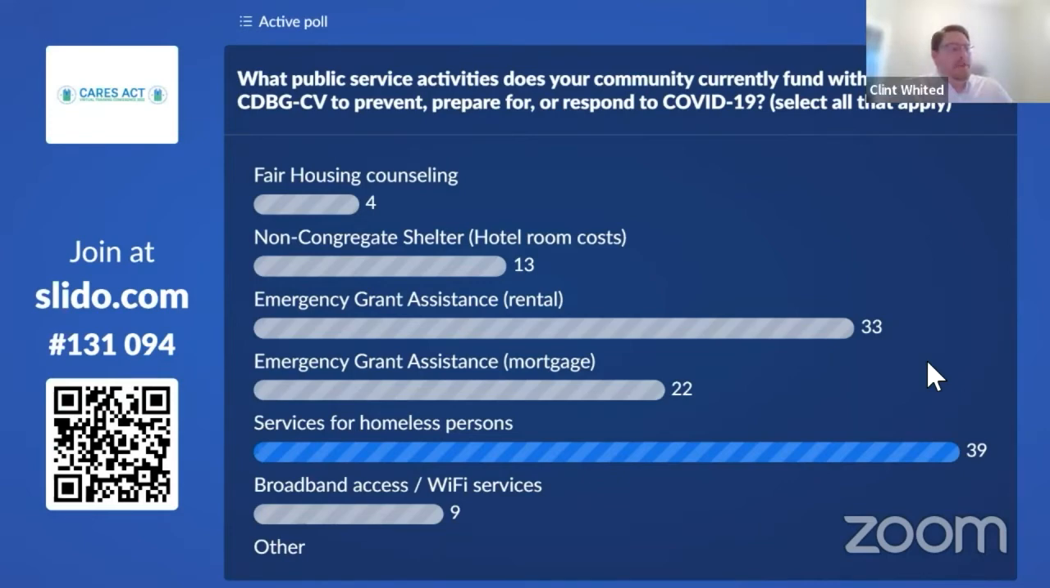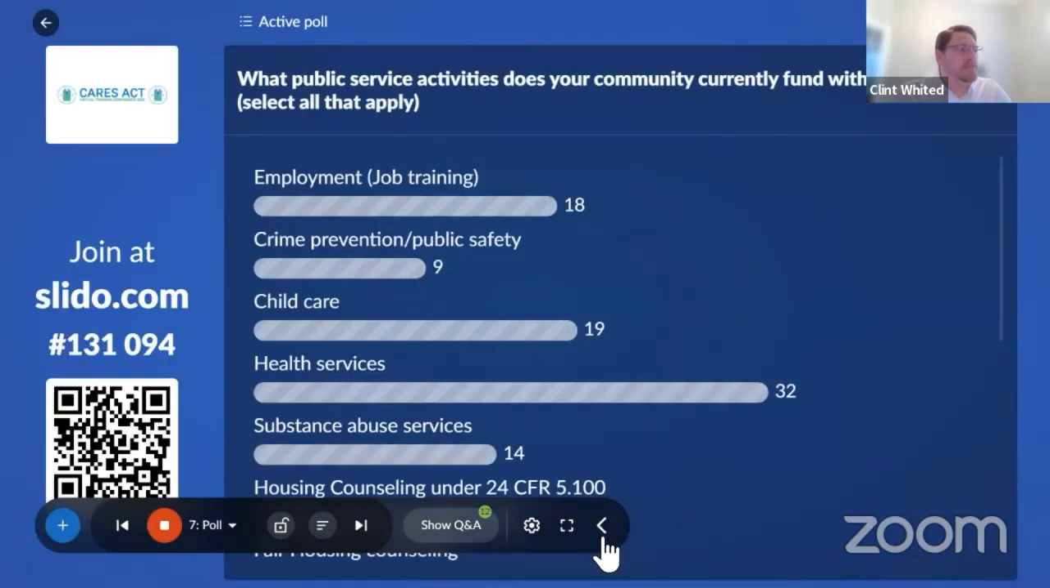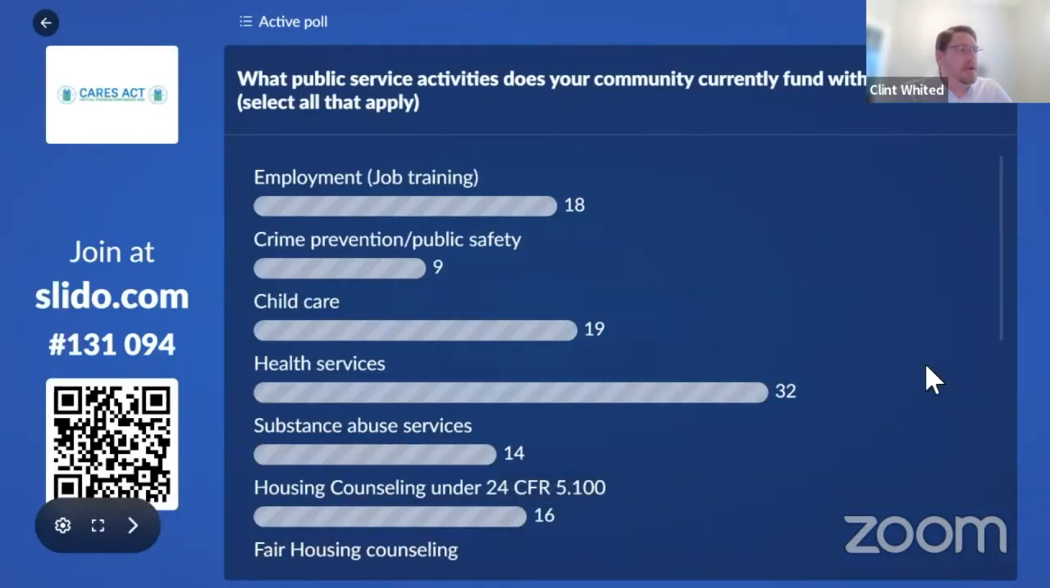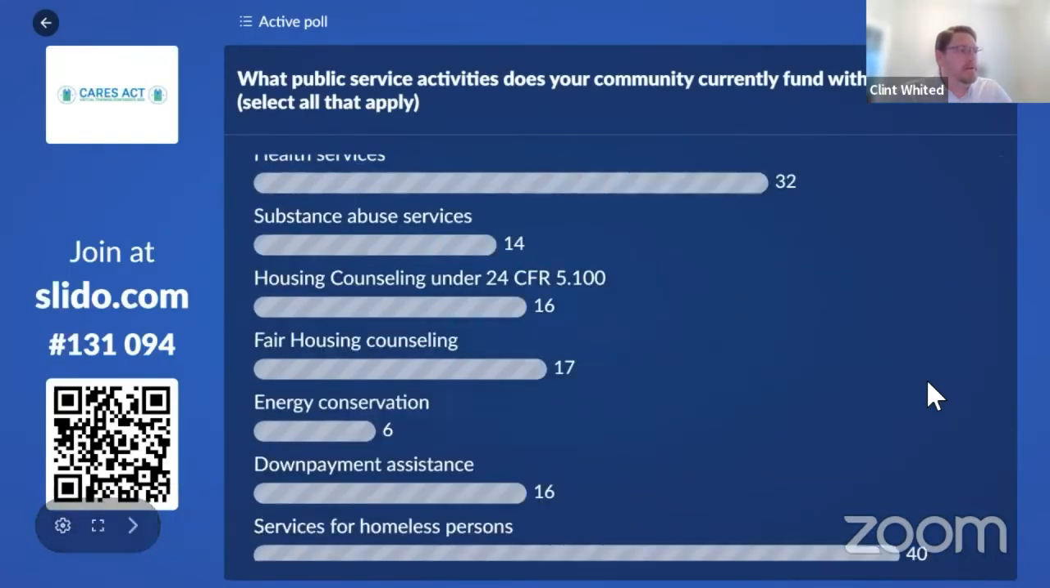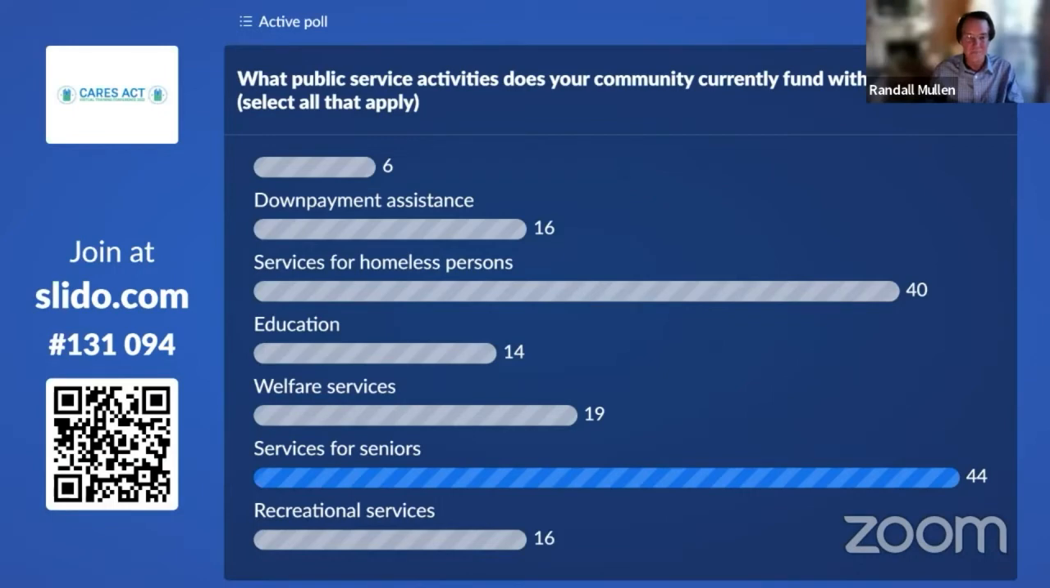I would always be interested to see where we landed on poll 1. Because I know we left that open for a little bit longer and received some additional responses. So for poll 2, we had homeless, and poll 1, it looks like we're still, who's the leader here? Services for seniors. Some clear distinctions here. That's a change. Interesting. Homeless is still right up there, 40 to 44.